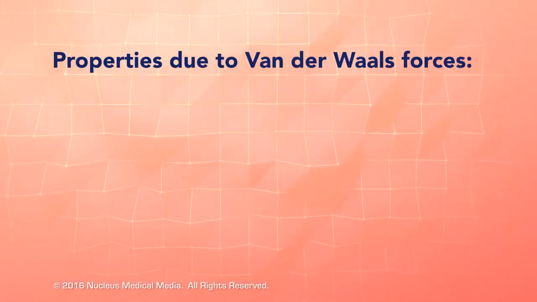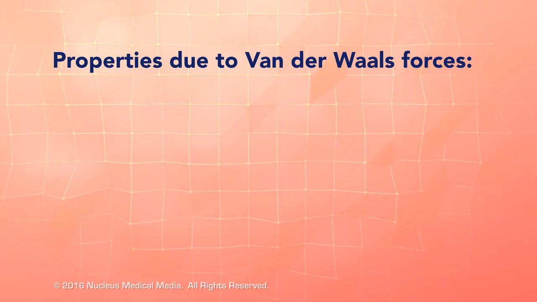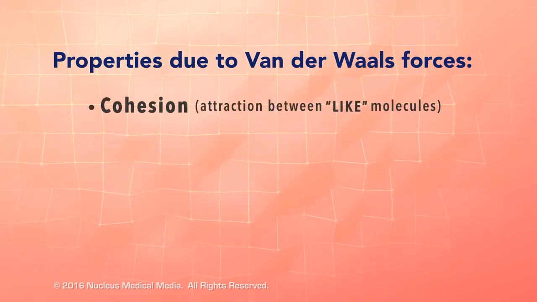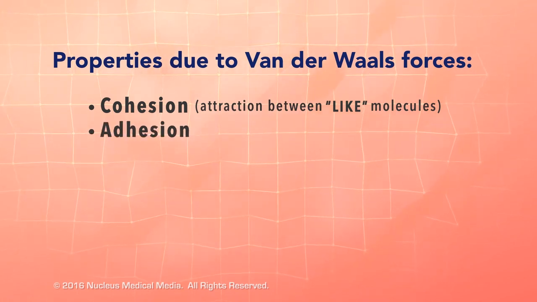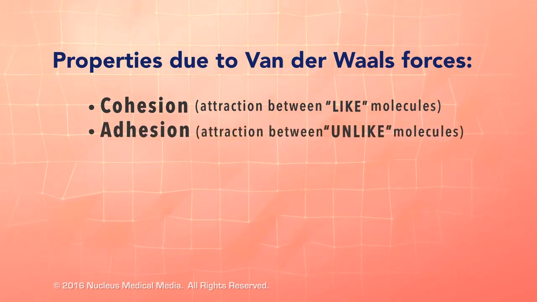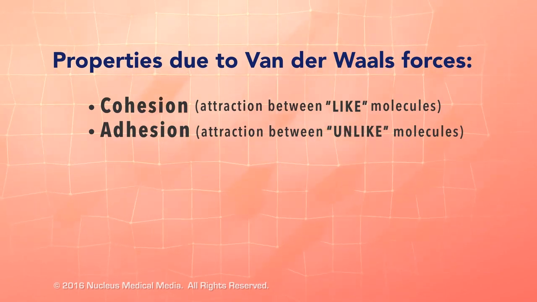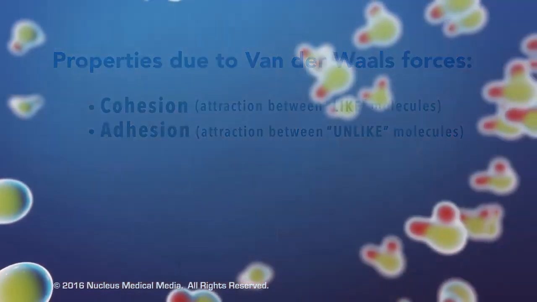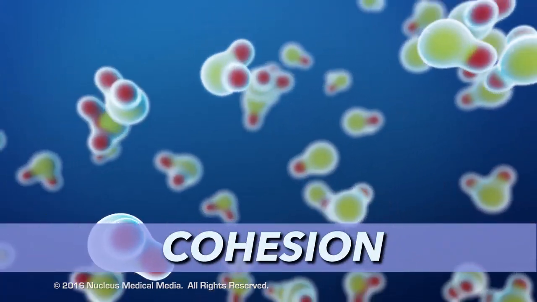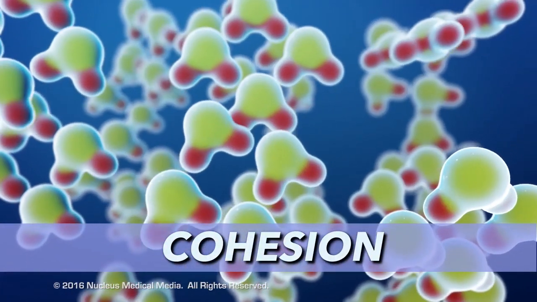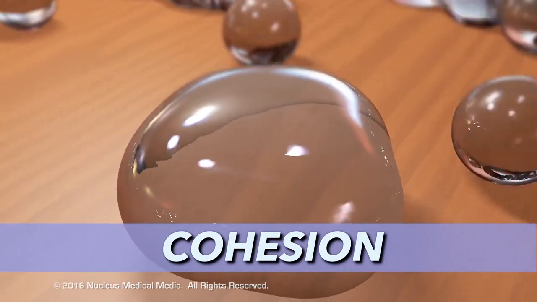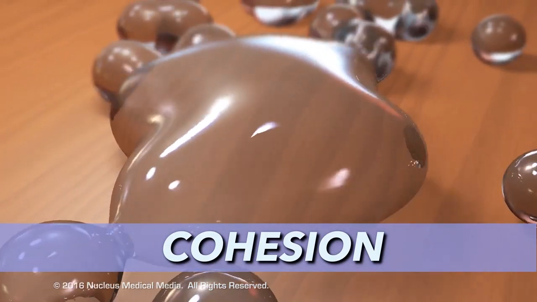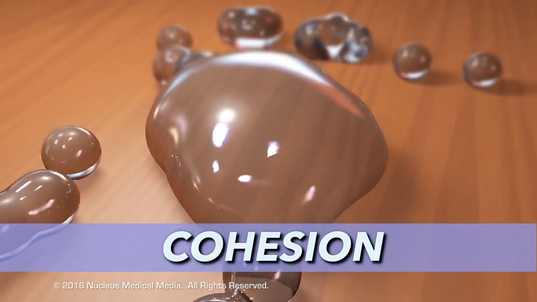Van der Waals forces explain 2 important properties: cohesion, the attraction between like molecules within a substance, and adhesion, the attraction between unlike molecules in different substances. An example of cohesion is when opposite poles of water molecules are attracted to each other but not to the surrounding air. This creates an inward force allowing water to bead up and form water droplets.